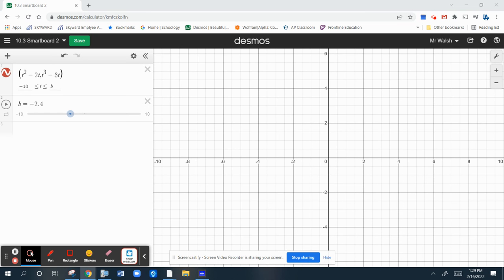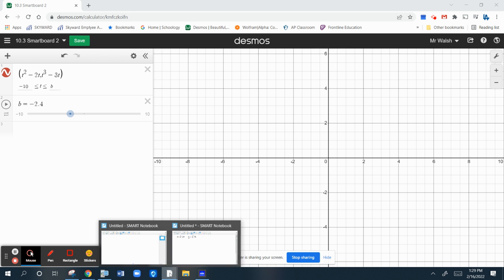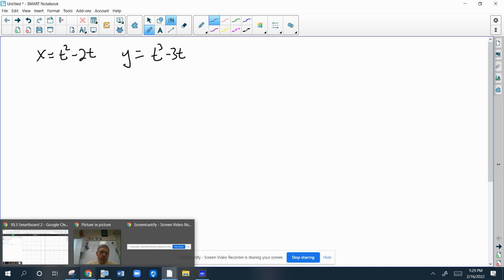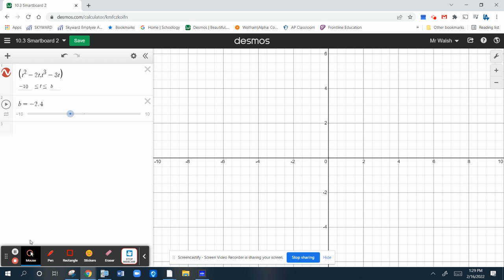Okay, so we're going to look at the calculus behind parametric equations. And what I'm going to do here is I just made up a pair of parametric equations, I guess. X equals t squared minus 2t and y equals t cubed minus 3t. You go to Desmos. I'm going to start graphing it.